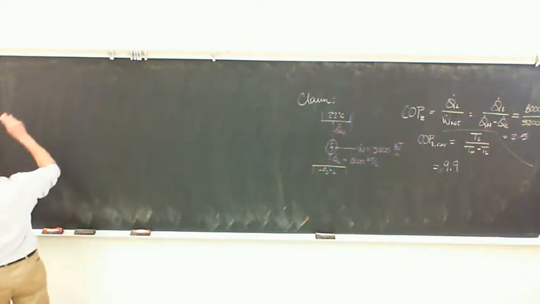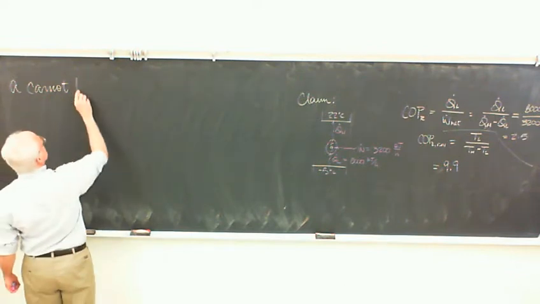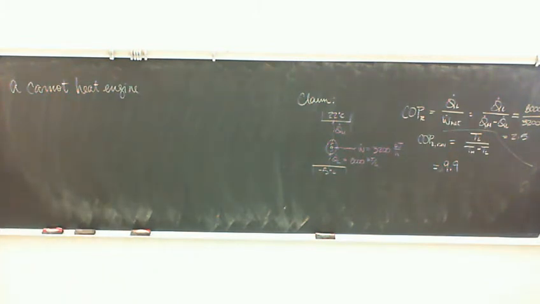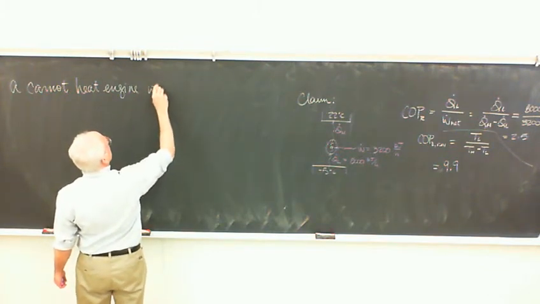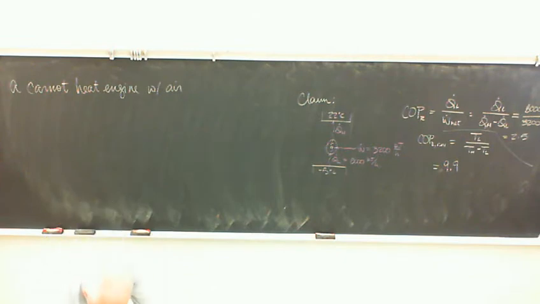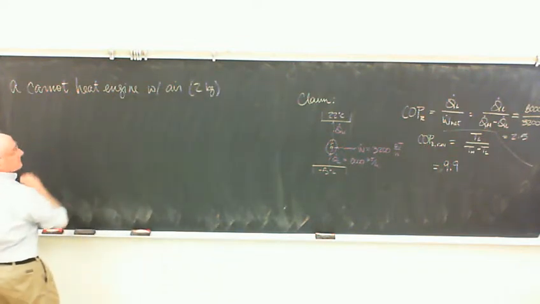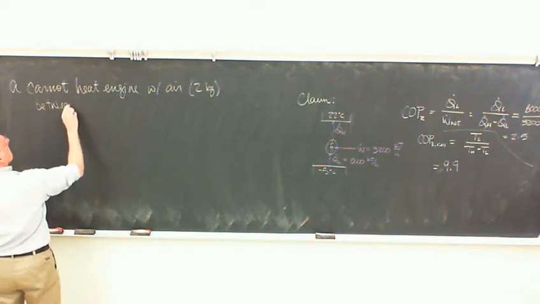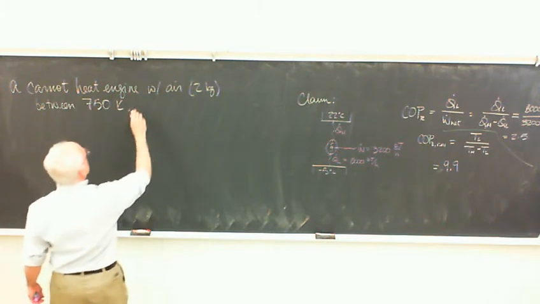Okay, so here's your last problem. This is your get out of class question. A Carnot heat engine with air as the working fluid in a piston cylinder setup. So that's the very first one we open class with, the little piston cylinder thing, closed system. So it has air as the working fluid. We have 2 kilograms in the system, and the temperature limits are 750 K on the top end and 300 K on the bottom.